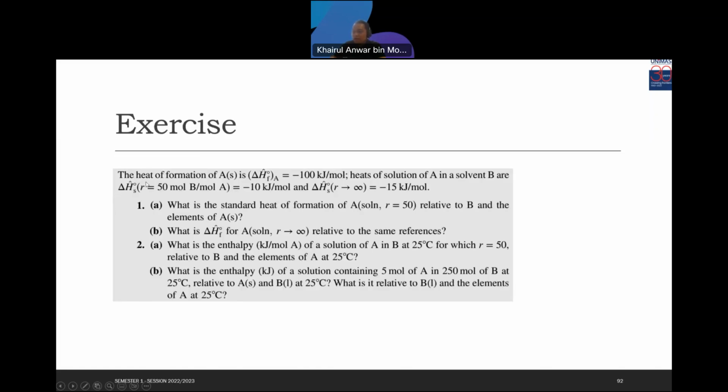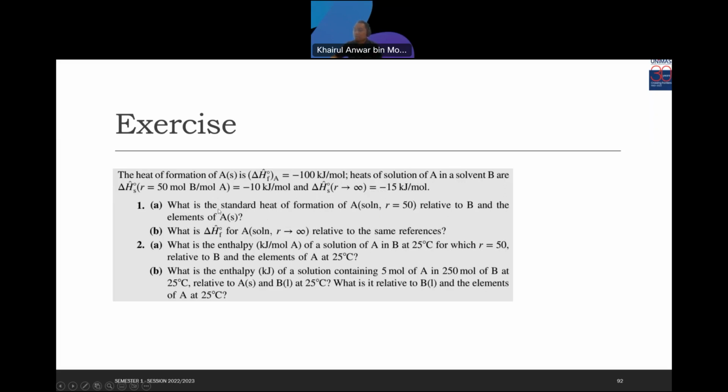Exercise. The heat of formation of A is delta HF equal to negative 100 kilojoule per mole. Heat of solution of A in solvent B, delta HS at r equal to 50 mole B per mole A, is equal to negative 10 kilojoule per mole, and delta HS at r dilute is equal to negative 15 kilojoule per mole. What is the standard heat of formation of A solution with r equal to 50 relative to B and the element of A?